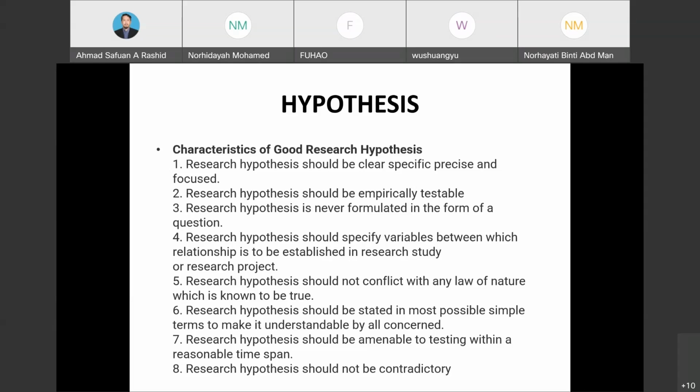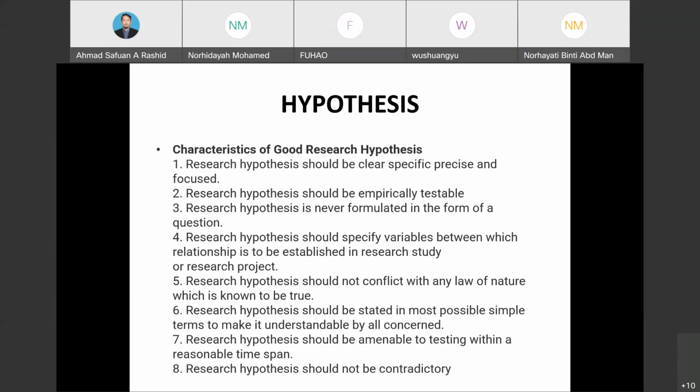Research which should not conflict with any law of nature which is known to be true. So that is why the hypothesis should rely on theory. The hypothesis should be stated in the simplest possible terms to make it understandable by all concerned. Again, it has to be amenable to testing within a reasonable time span.